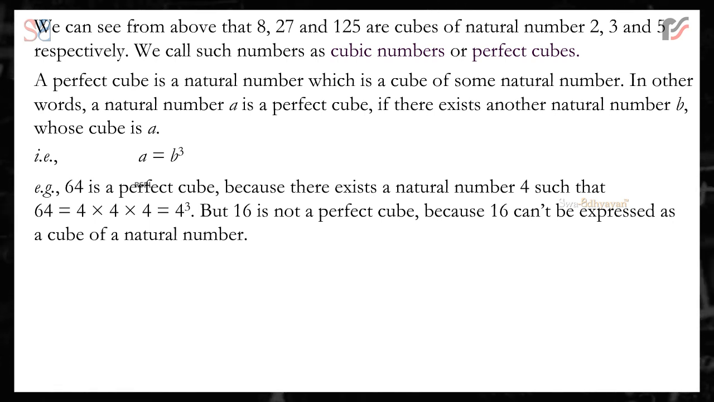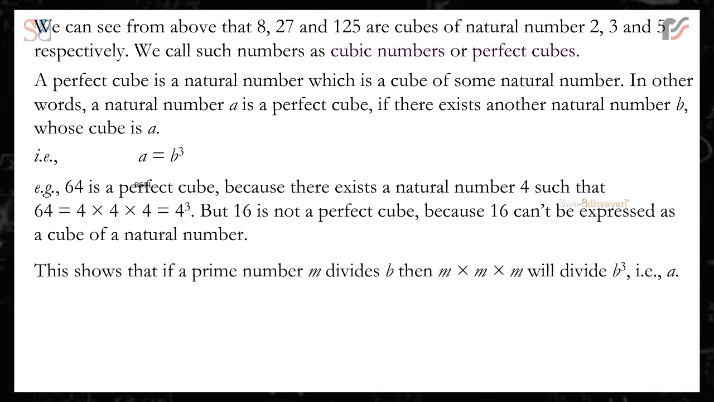For example, 64 is a perfect cube because there exists a natural number 4 such that 64 is equal to 4 into 4 into 4, which is equal to 4 raised to the power 3. But 16 is not a perfect cube because 16 can't be expressed as a cube of a natural number. This shows that if a prime number m divides b, then m into m will divide b raised to the power 3, that is a.